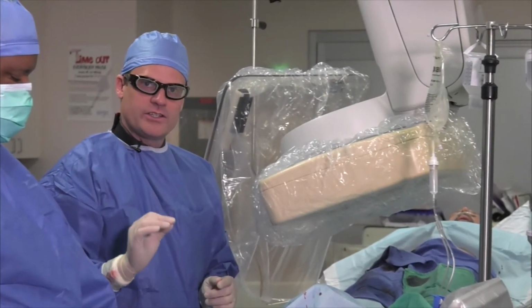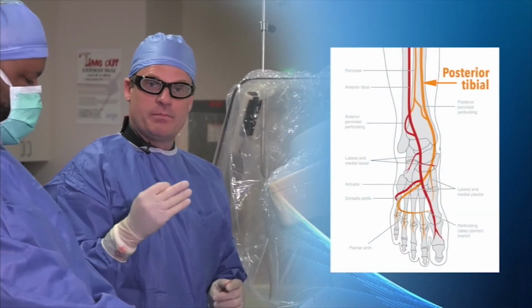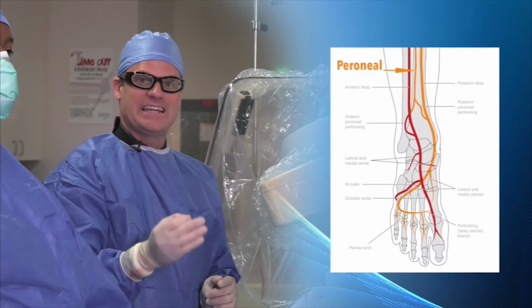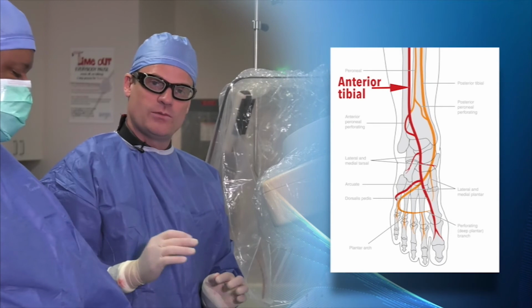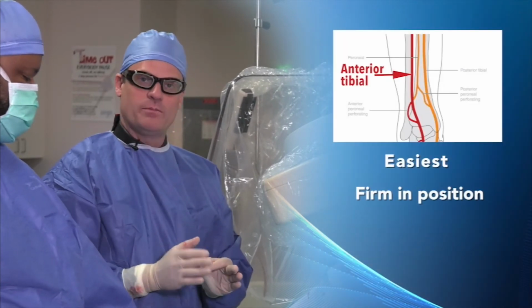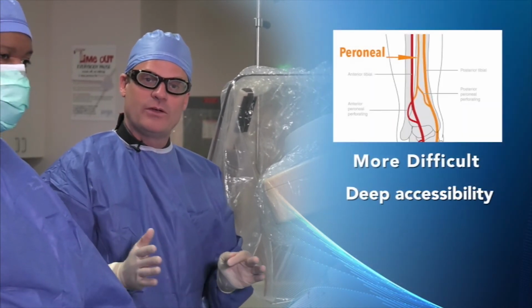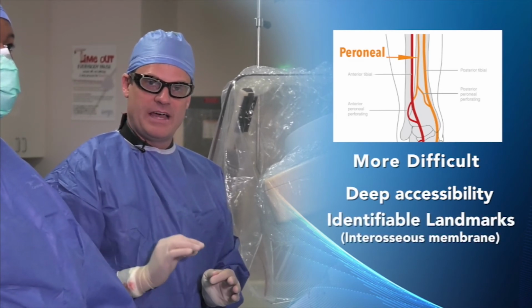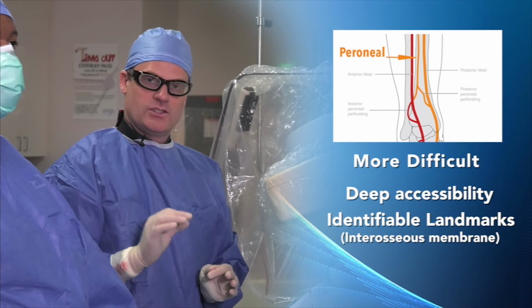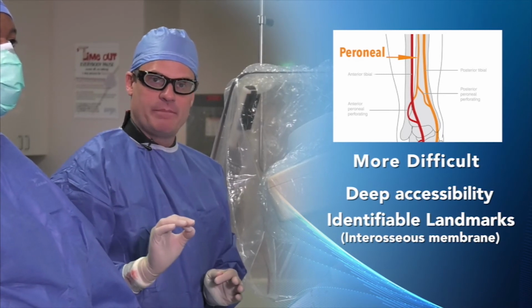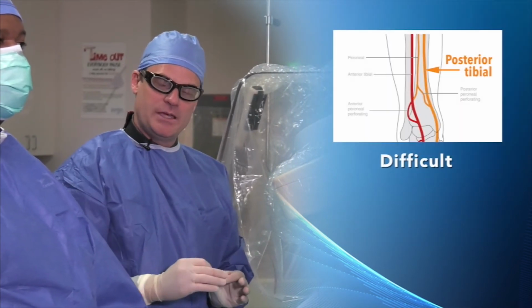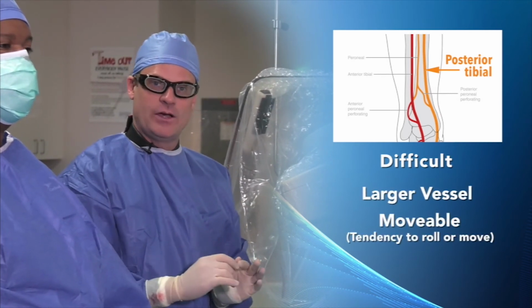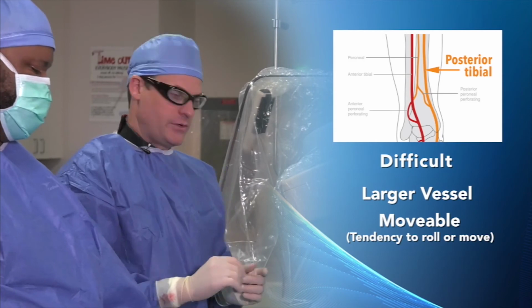If you look at the hardest ones to access, typically the posterior tibial is the hardest, peroneal is the next easiest, and anterior tibial is the easiest. The reason why is the anterior tibial is held in place and it's superficial. The peroneal is held in place even though it's deep. You have great landmarks with it being behind the interosseous membrane. So you feel one pop, and then right behind that pop is the peroneal. But the posterior tibial, even though it sometimes is a very large vessel, it tends to move. It's not held in place. So it tends to roll off your needle.